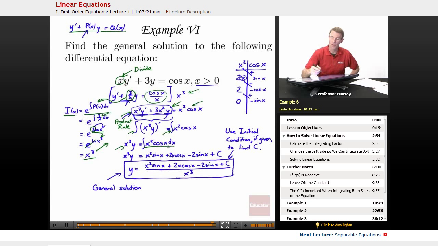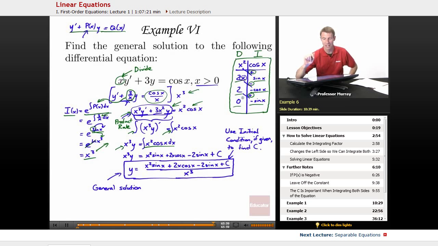But I have my little tabular method that I learned back in the Calculus 2 lectures here on Educator.com, Calculus 2 or Calculus BC. So here's my tabular integration method. I'm taking derivatives of x squared, so I get down to 2x and then 2 and then 0. And then I'm taking integrals of cosine x. So the integral of cosine is sine. The integral of that is negative cosine. The integral of that is negative sine. Then I multiply down these diagonal lines, attaching alternating signs as I do it.